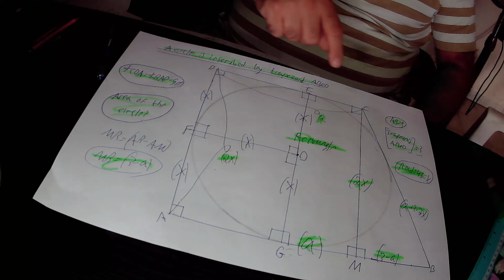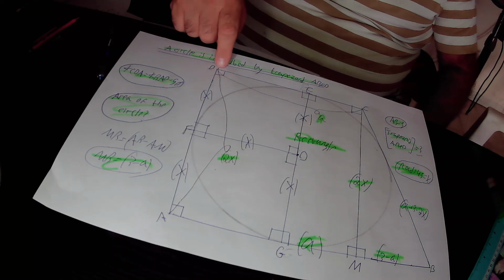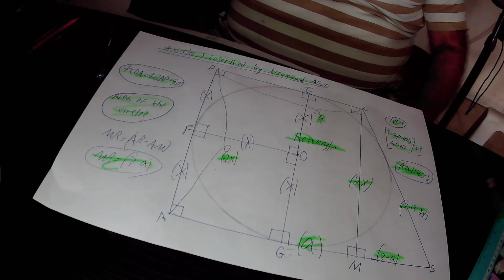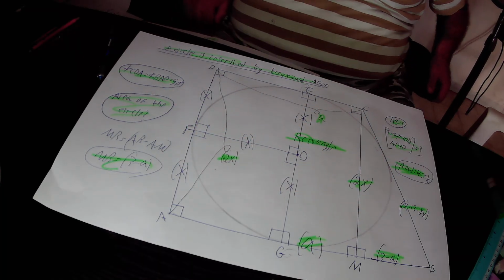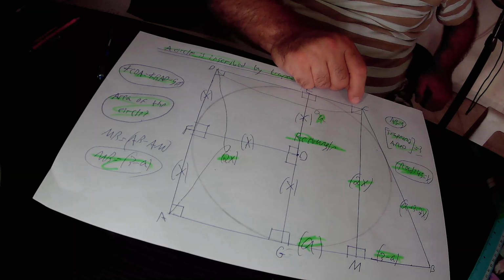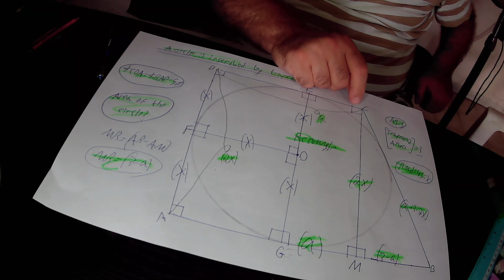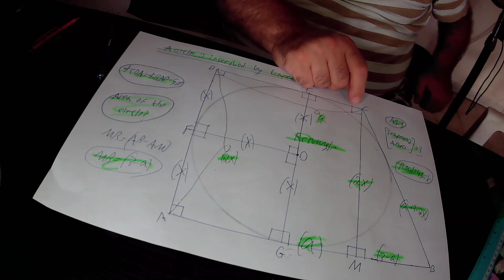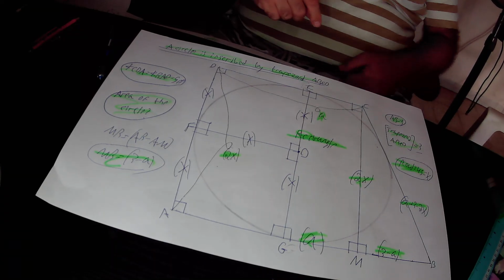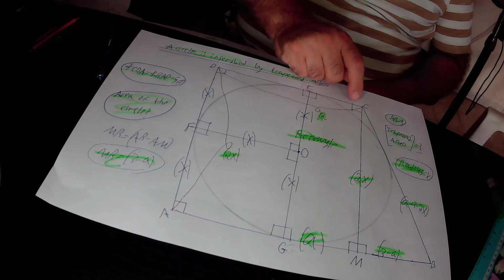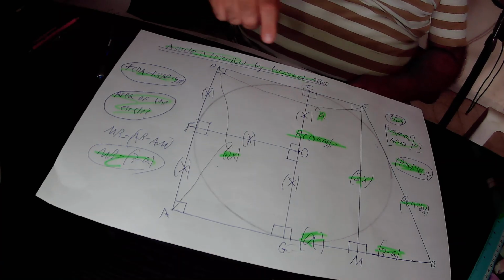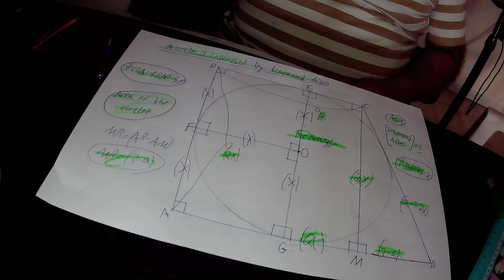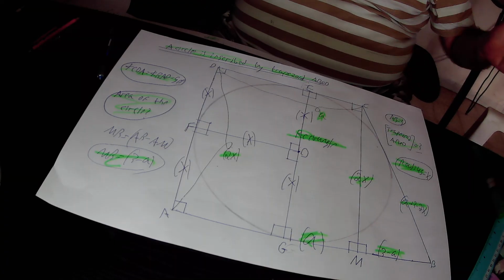In quadrangle DCMA, we have 1, 2, 3 angles. The sum of these 3 angles is 270 degrees, so 270 degrees plus the size of this fourth angle in total equals 360 degrees, according to the rule that the sum of the angles in any quadrangle is equal to 360 degrees. Therefore, this fourth angle must also be equal to 90 degrees. So inside quadrangle DCMA, we have 4 right angles, and therefore quadrangle DCMA is a rectangle.